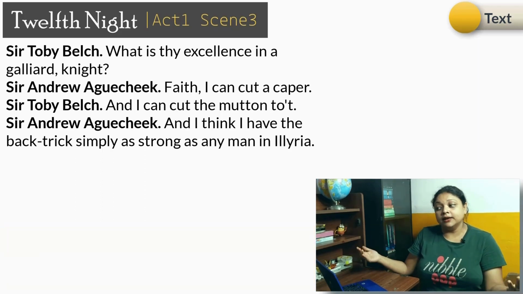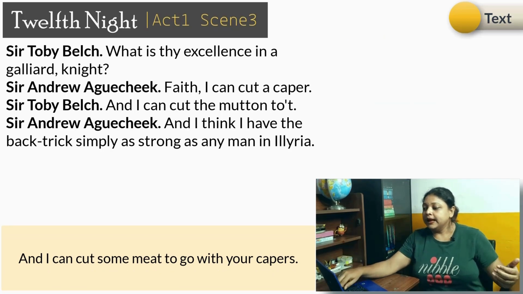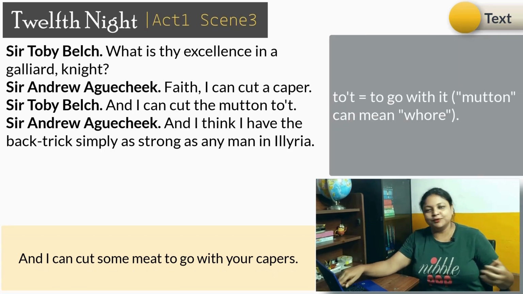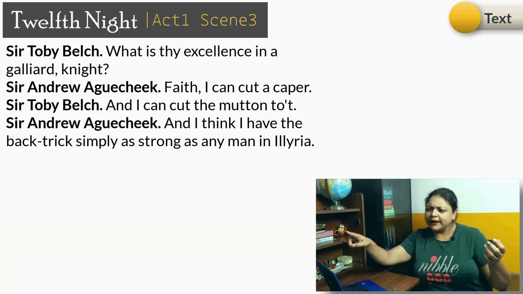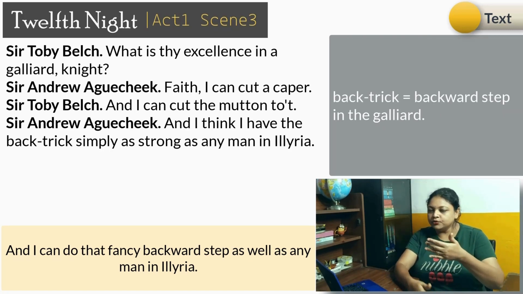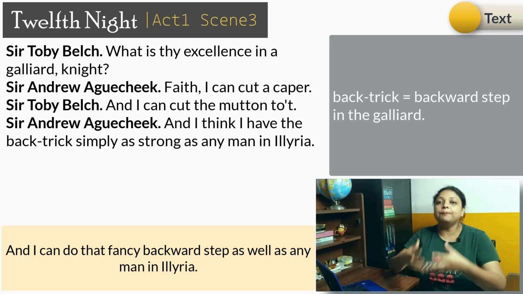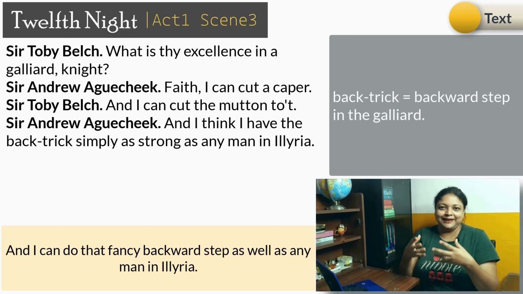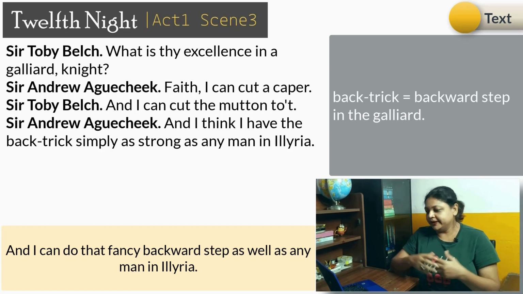Andrew says, "Faith, I can cut a caper." Yes, I am very proficient in galliard. "And I can cut the mutton to it." So Toby is playing with his words as usual. "And I think I have the back trick simply as strong as any man in Illyria." So he can not only dance with this galliard step, he can come backwards dancing like that. That's kind of an achievement which he thinks is very unique in him.